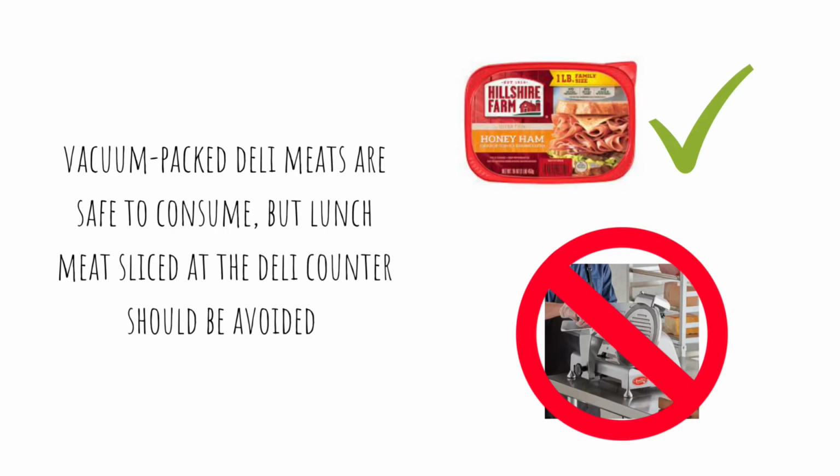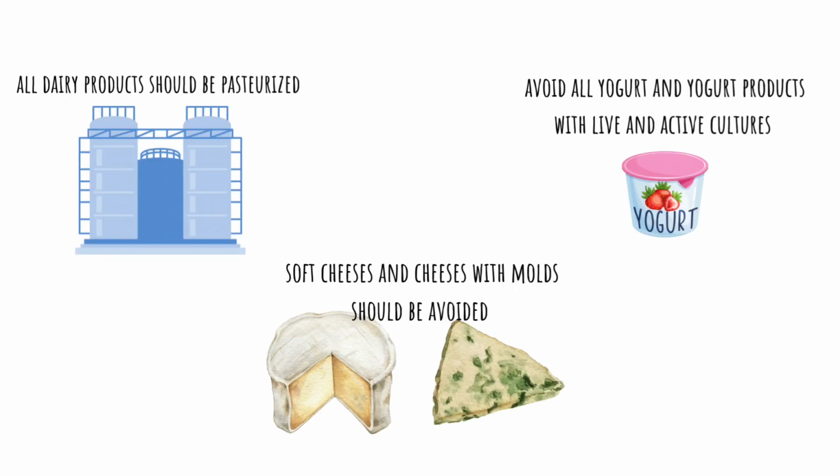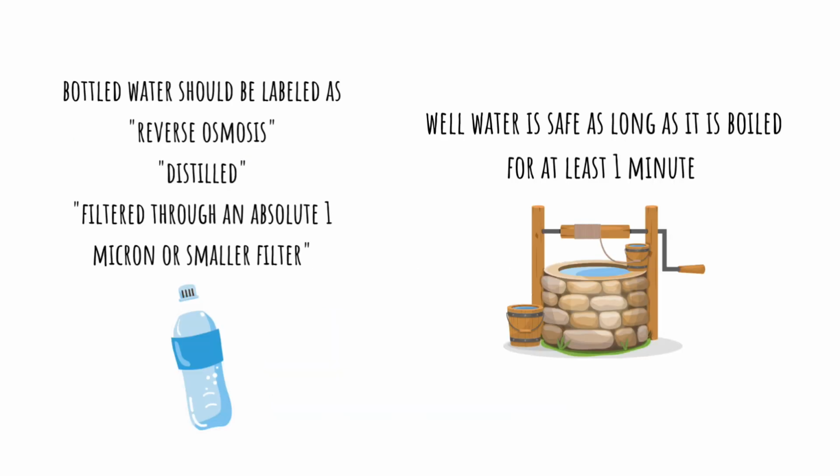Vacuum-packed deli meats are safe to consume, but lunch meat sliced at the deli counter should be avoided. Raw nuts should be avoided, except when they are inside baked goods. All dairy products should be pasteurized. Soft cheeses and cheeses with molds should be avoided. Avoid all yogurt and yogurt products with live and active cultures.